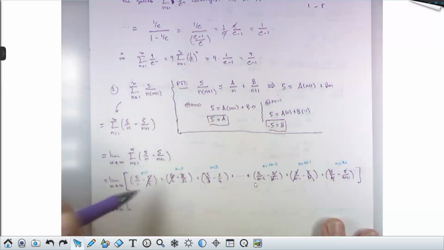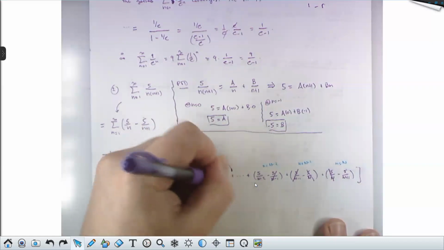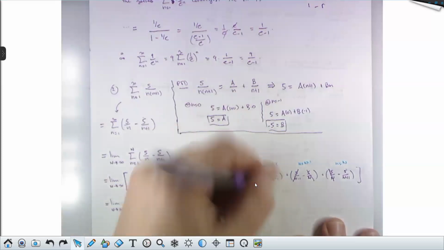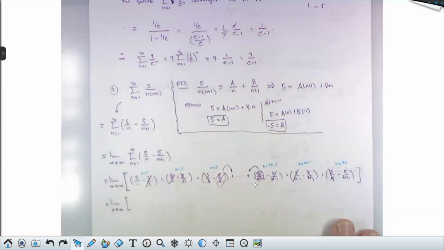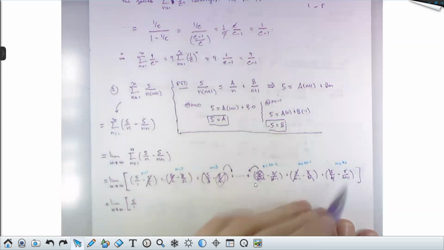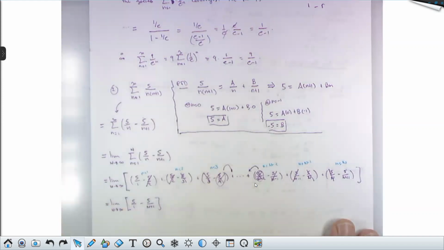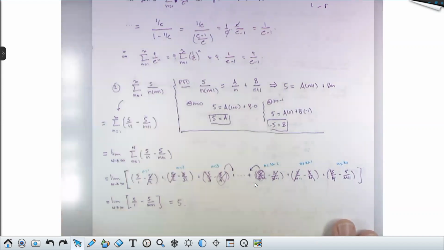The pattern is that the negative part of a given term cancels with the positive part of the next term. So this 5/4 would be canceled by the very first thing we see inside the dot, dot, dots. And this 5/(N-2) would be canceled by the very last thing inside the dot, dot, dots. So what we have is 5/1 survives, and -5/(N+1). And as capital N goes to infinity, 5/(N+1) goes to 0. So this is just 5/1, which is 5.